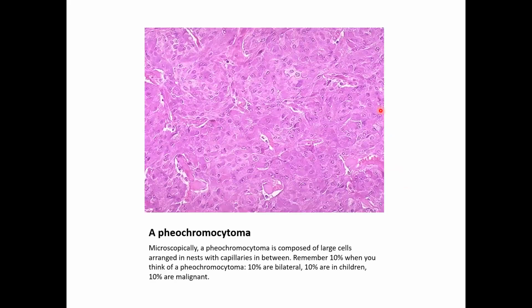We said outside the adrenal gland it is called paraganglioma, and it arises in different places like the carotid body, the jugular vein, and other places. It follows the 10% rule. We said 10%.